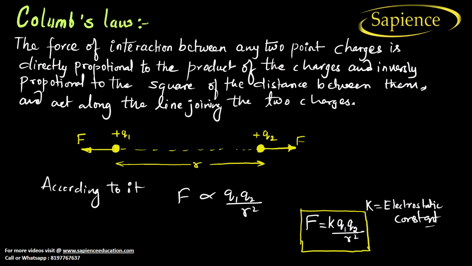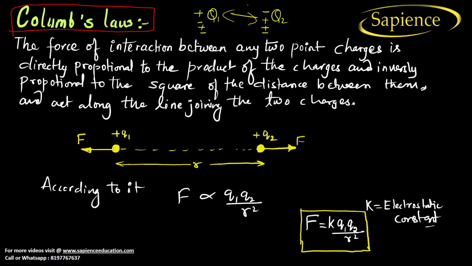Coulomb's law. It was given by the scientist Coulomb. As per this law, before reading the statement, you need to understand that there are charges Q1 and Q2. They may be positive, they may be negative. It may happen that both will be positive, or both will be negative. So what will happen? They will experience a repulsion force or an attraction force.